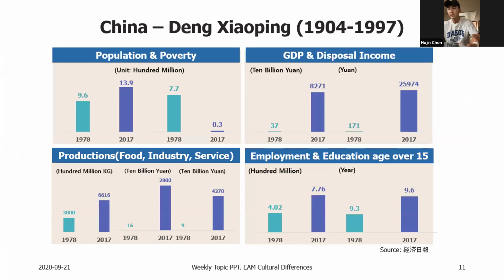GDP recorded 83 trillion yuan in 2017, proving once again that it is the second largest economy after the United States. Disposable income per person also increased 152 times compared to the past 40 years. Moreover, food production doubled, industrial value increased 175 times, and the service sector increased 474 times, respectively. In addition to improving economic standards, the number of employed people has increased 1.9 times to 776 million.